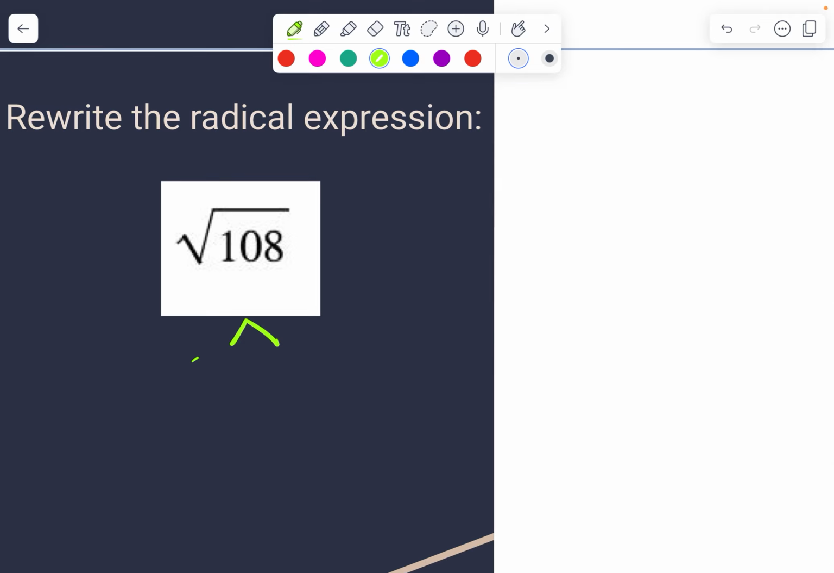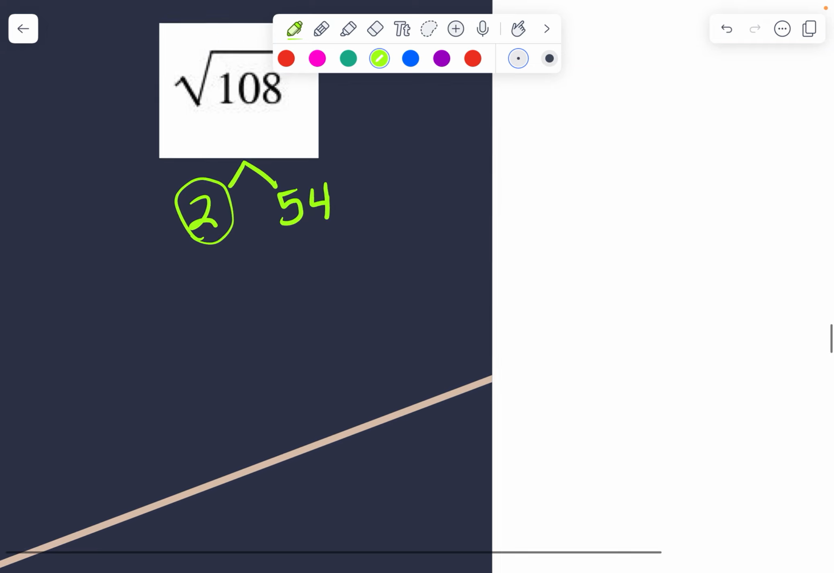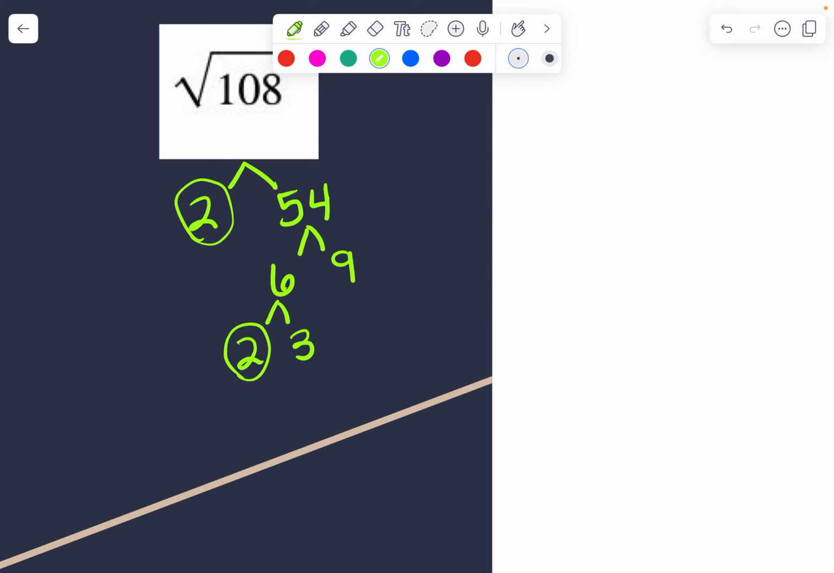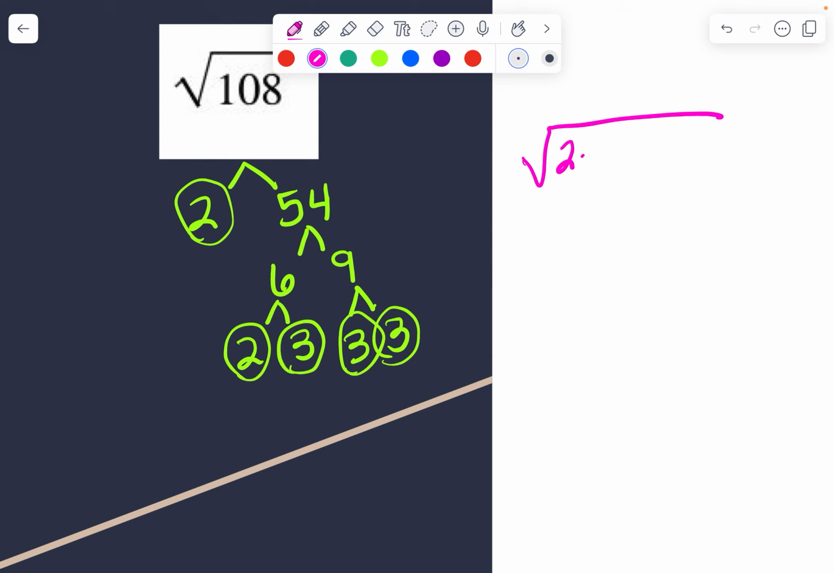108 can be 2 and 54. 54, we'll do 6 and 9. Neither one of those is prime, so I have to keep going. 6 is 2 and 3, which are both prime. 9 is 3 and 3, which are both prime. So now we have 2 times 2 times 3 times 3 times 3.